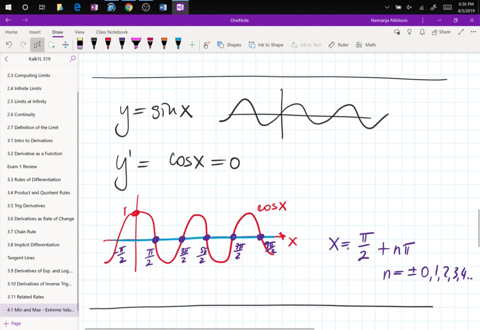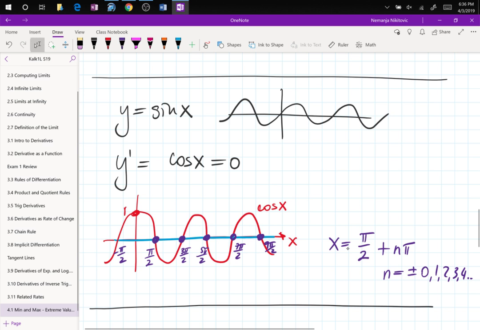So let's test this. My pi over 2 is the first solution that I see, and my n is equal to 0. 0 times pi is 0. Pi over 2 plus 0 is pi over 2. So that's my first dot.